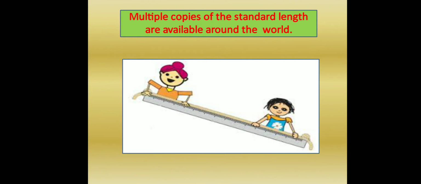Now, multiple copies of the standard length are available around the world. Once we copy the metal rod, then the distance is also defined as 1 meter. As you see in the picture, children are making a copy of the meter scale with the help of rope. Thus, the distance between two knots on the rope is equal to 1 meter.